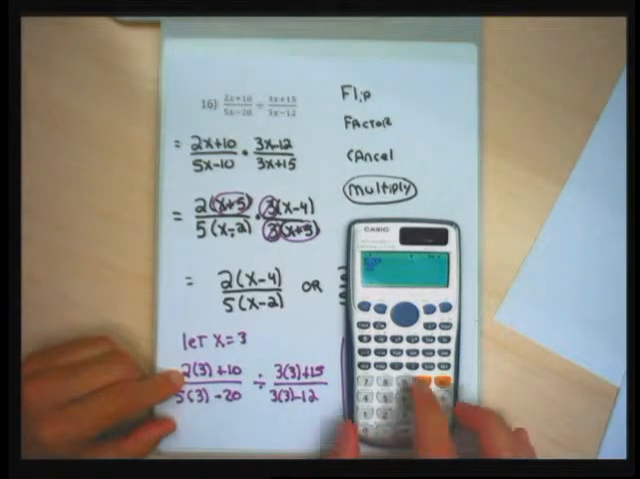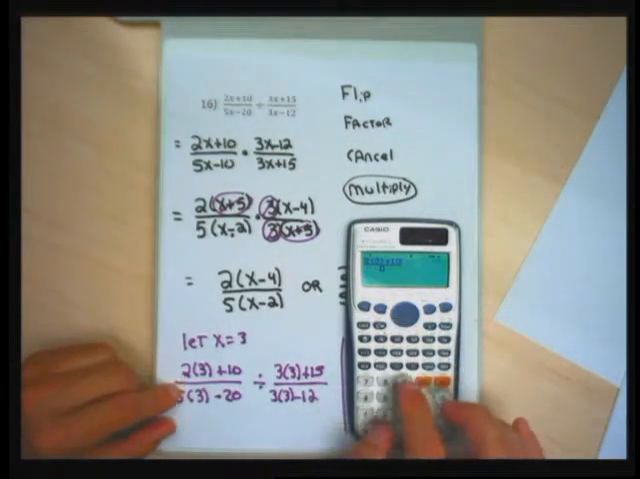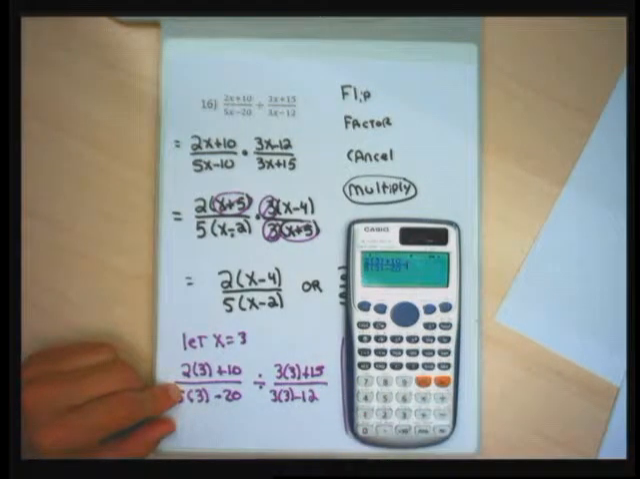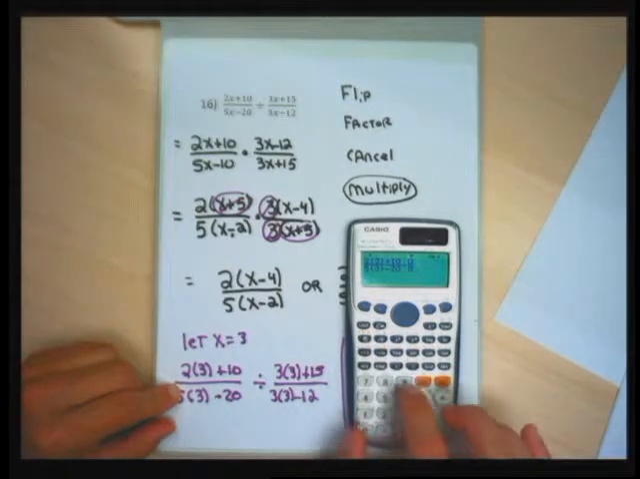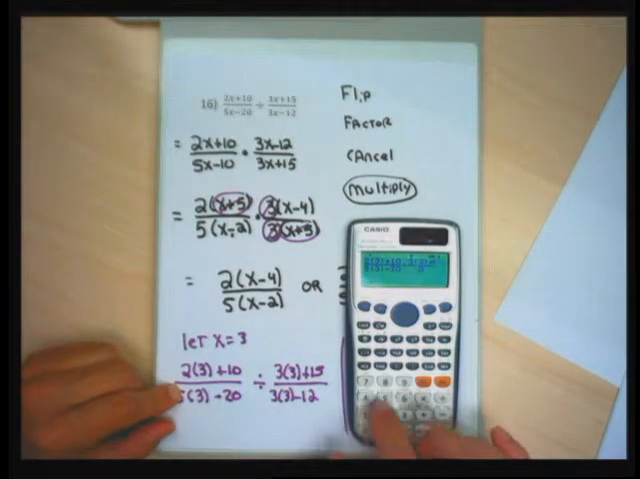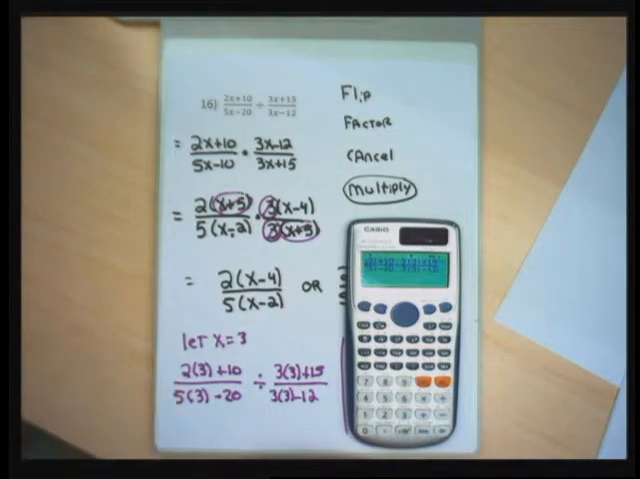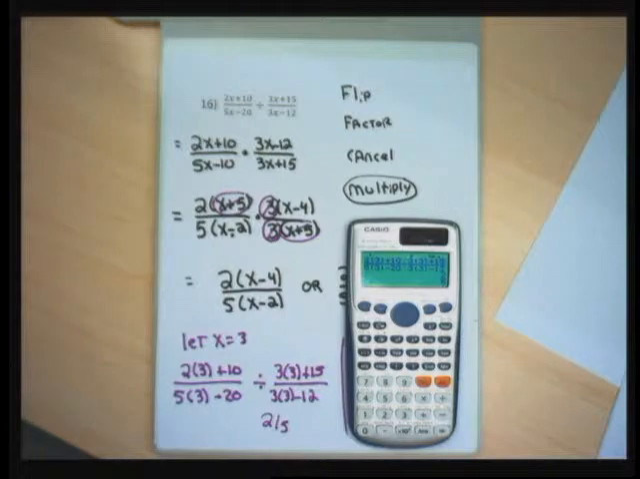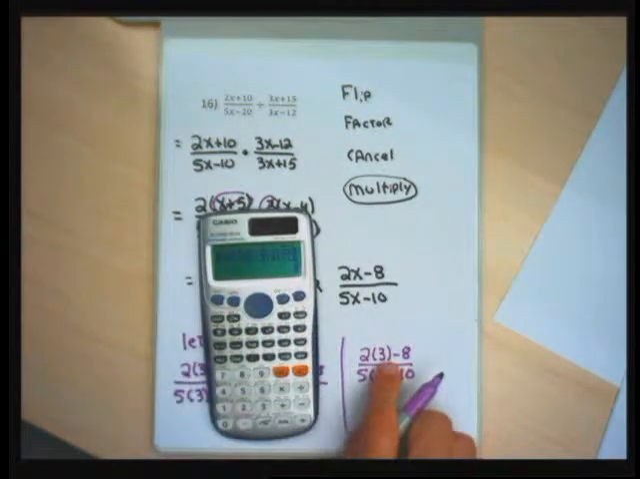Fraction 2 parentheses 3 plus 10 over 5 parentheses 3 minus 20, divided by, not multiply, fraction 3 times 3 plus 15 over 3 times 3 minus 12. And you could tell if you picked a bad number to check if you get a math error, because that's how it shows undefined. I get 2/5. It better be the case that I get 2/5 when I do that same trick, plugging 3 into my answer. So I'm going to check my answer now.